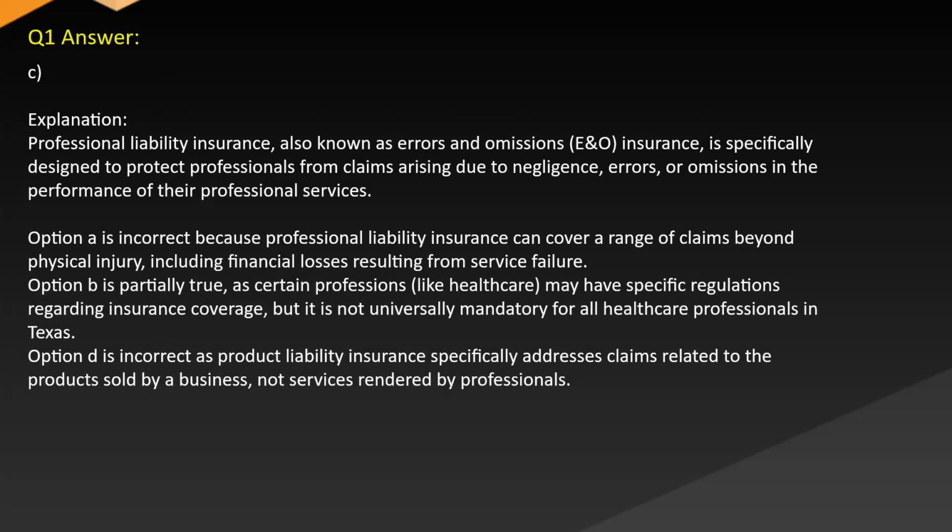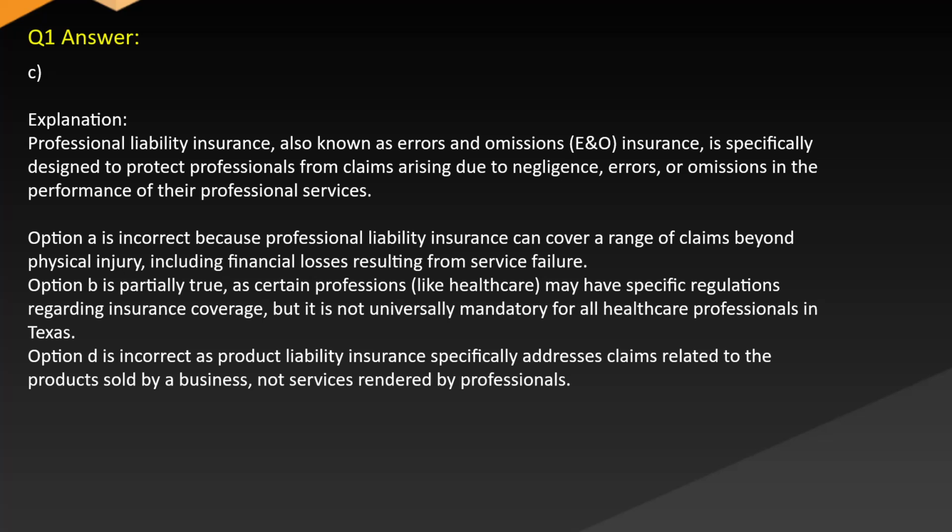Answer. C. Explanation. Professional liability insurance, also known as errors and omissions (E&O) insurance, is specifically designed to protect professionals from claims arising due to negligence, errors, or omissions in the performance of their professional services. Option A is incorrect because professional liability insurance can cover a range of claims beyond physical injury, including financial losses resulting from service failure. Option B is partially true, as certain professions like healthcare may have specific regulations regarding insurance coverage, but it is not universally mandatory for all healthcare professionals in Texas.